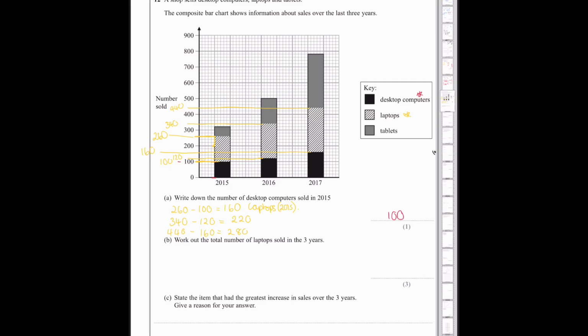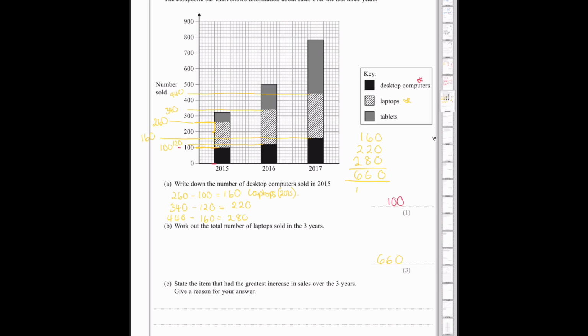And now what we need to do is add all those together. So if we put it here, 160, 220, 280. 6 add 8 is 14, 16. And then 4, 5, 6. So 660. So that's 660 laptops sold in total over the 3 years. Right, then the third question says, state the item that had the greatest increase in sales over the 3 years. Give a reason for your answer. For this one, I'm just going to change my colour again.